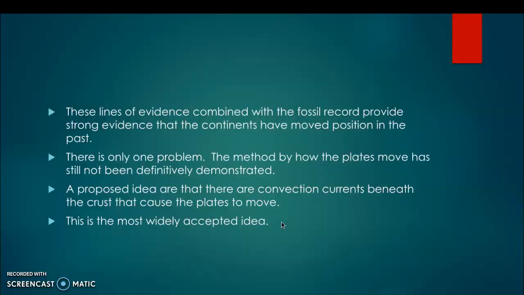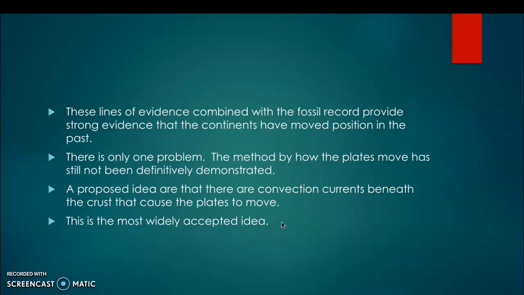And along with paleomagnetism and getting our earthquake and volcanic data, we also have the fossil record, again supporting this idea that the continents were once together. But we do have an issue. We don't know definitively what is moving these plates.